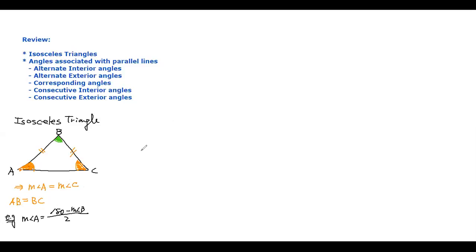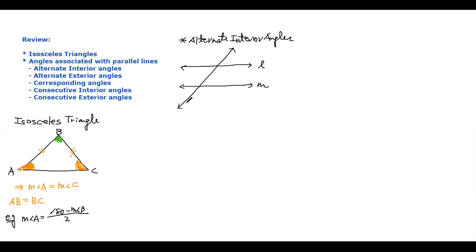Next, we're going to talk about several special angles related to parallel lines. The first angles we're going to talk about are alternating interior angles. If these are two parallel lines, let's assume this is line L and line M, and you have a line that goes through them, we call this the transversal. If you remember that, this is the transversal.